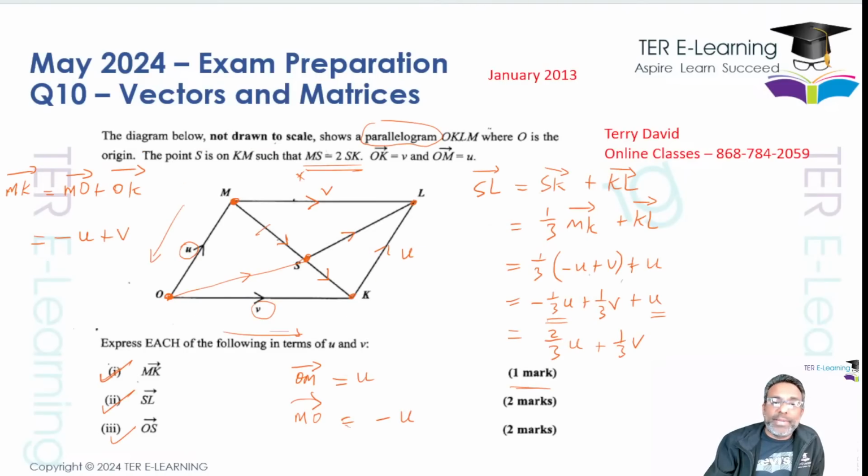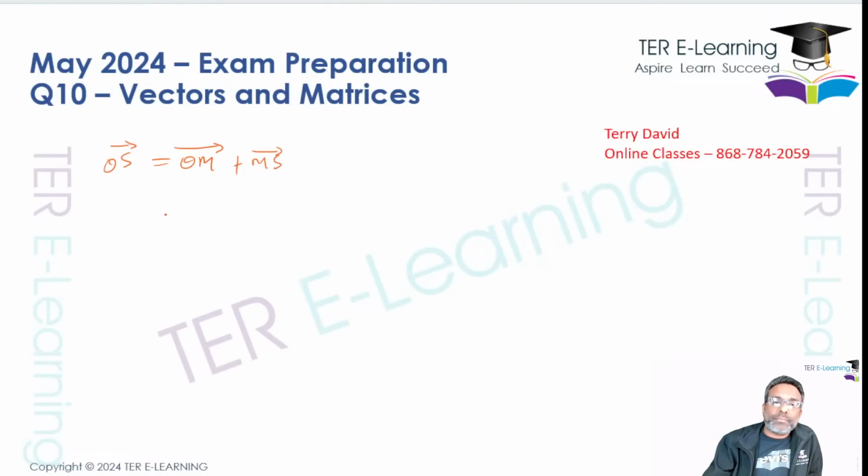Look at the diagram carefully. So if I want to go from O to S, I want to take this vector here. I'm going from O to M, and then I'm going to go from M to S. Now I already know the vector OM is equal to U, and the vector MS is going to be 2/3 of MK. So this here is going to be OM plus 2/3 MK.